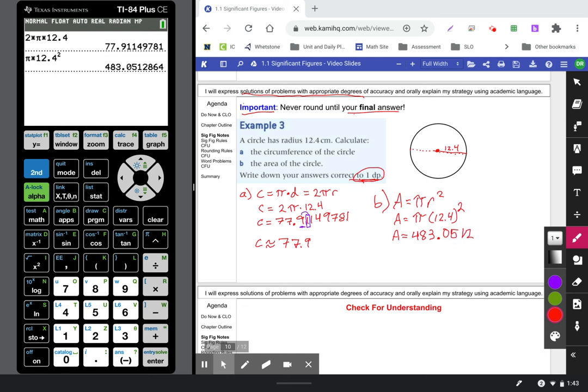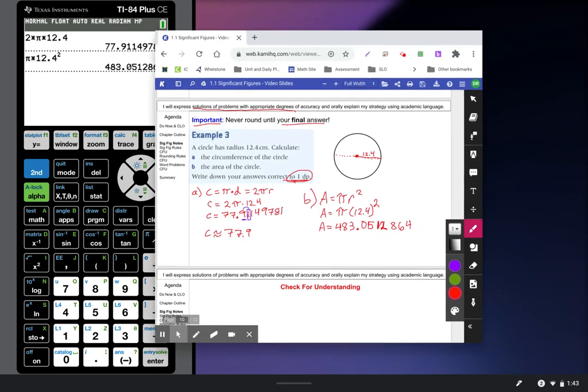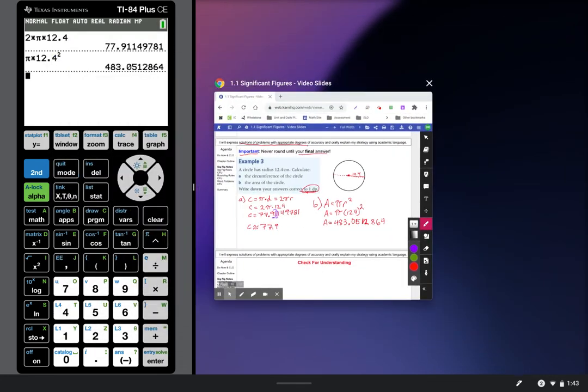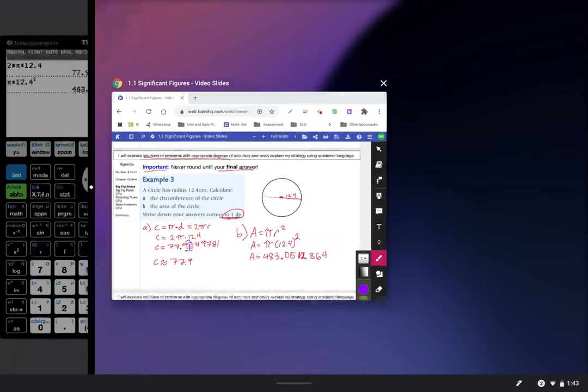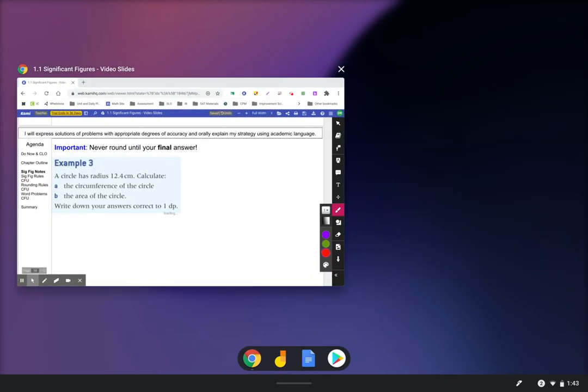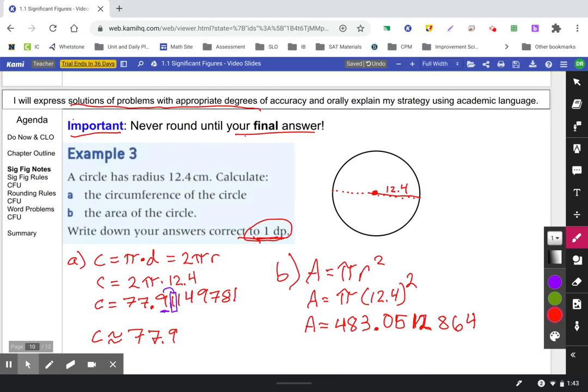483.051212864. Oh man, come on, Chromebook. Okay, let's get rid of this app since that's completely slowing my computer down. Maybe. There it goes. All right, let's get rid of you. Now I'll be a little happier.